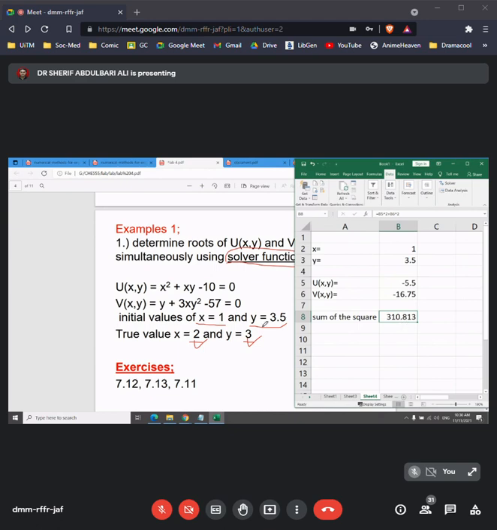You want to check that one? Remember, it's our true value, it's 2 and 3. If I put here 2, and if I put here 3, this value is going to be equal to 0. So this is my objective function. But since we don't know the true value, how are we going to use the solver?